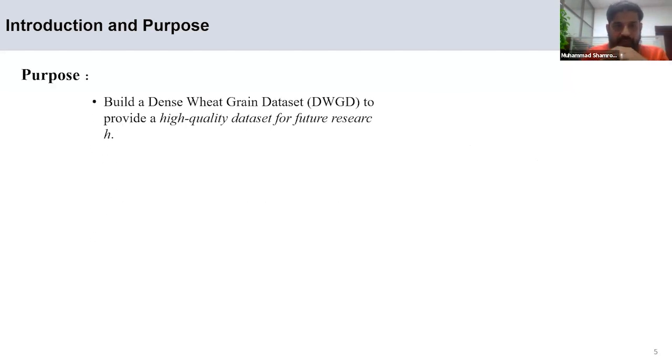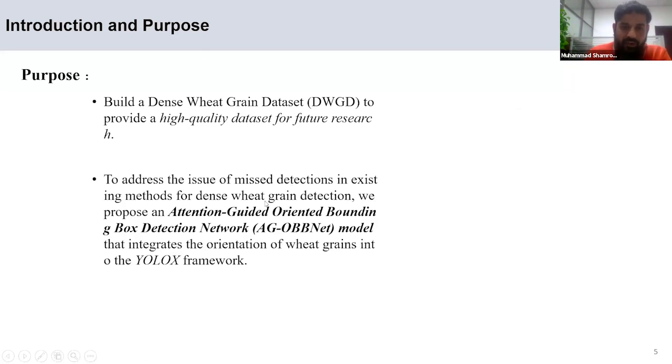So what is the purpose of this research? First, we have to build a very high quality dataset. Maybe we use the dense wheat grain dataset, which provides high quality for future research, and we address the problem of missing good images of wheat grains. So we have to address this issue of existing methods like dense wheat grain detection.